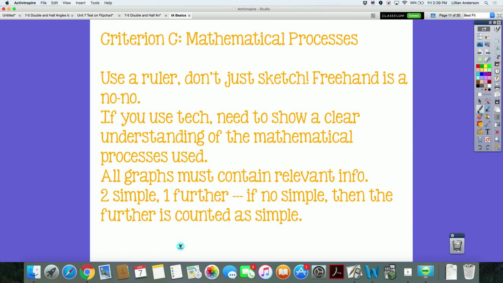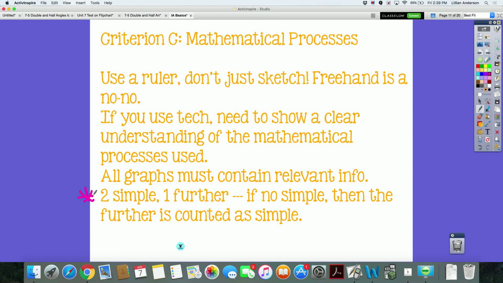Now, a further mathematical process. That will be like conditional probability. That one's a further one, okay? If we're talking statistics, clearly chi-squared, all right? Correlation coefficient, that is more of a simple process. Finding the regression line, that's a simple process.